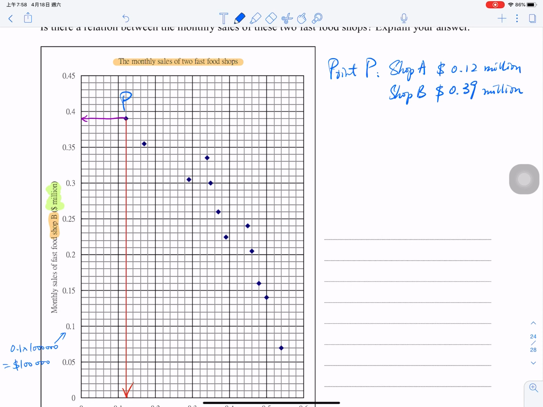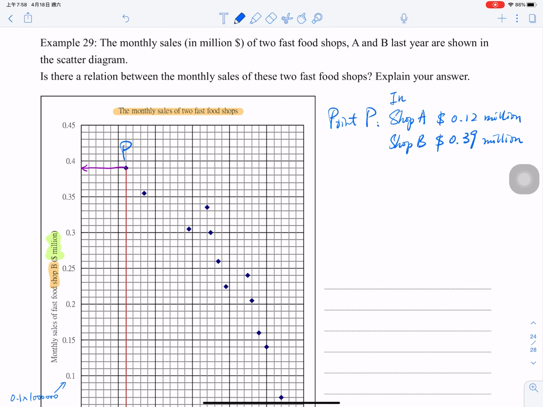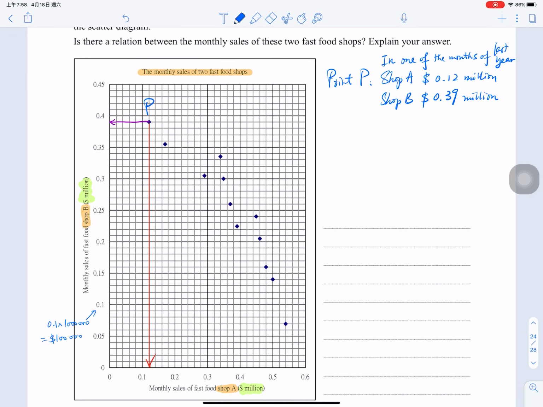Both of them in $1 million. So in one of the months of last year, shop A will have $120,000 and shop B $390,000, or just simply say 0.12 million and 0.39 million. Understand? Okay, let's see. Is there any relationship between the monthly sales of these two fast food shops?